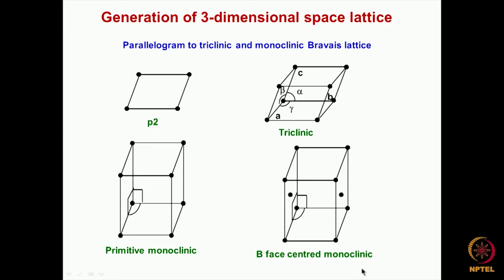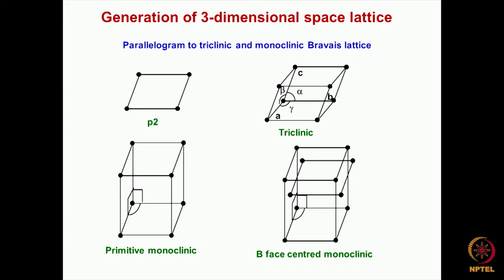And if we keep the next lattice at a position which is halfway along the x axis, just above it, and then the third layer is kept right on top of the first layer, and we repeat it like this, what we have generated is a face centered monoclinic lattice.